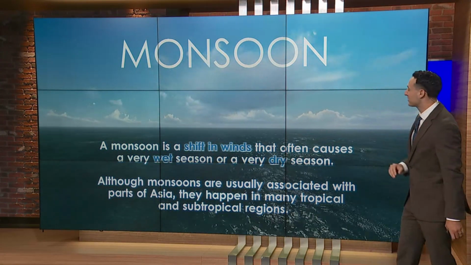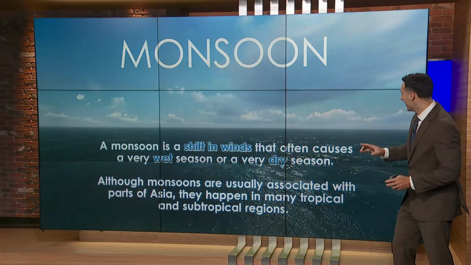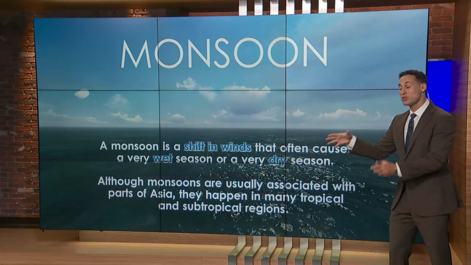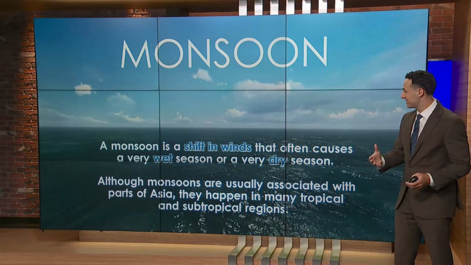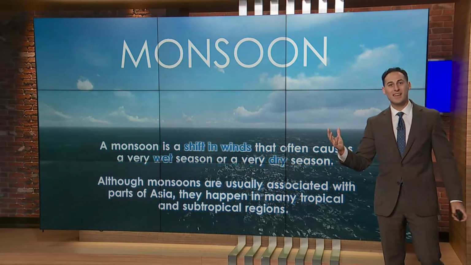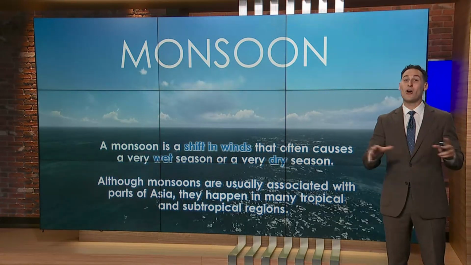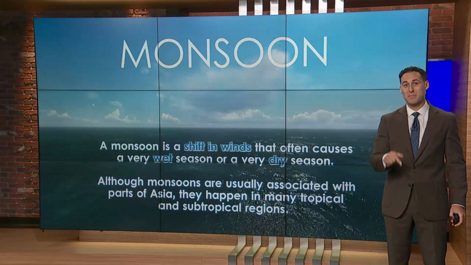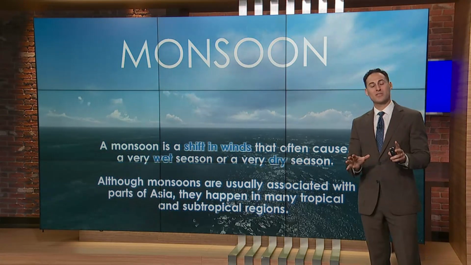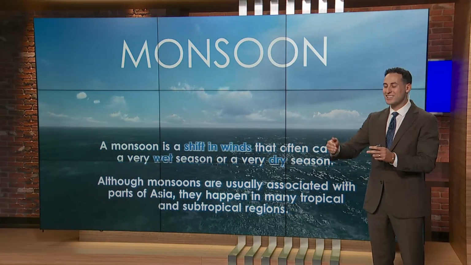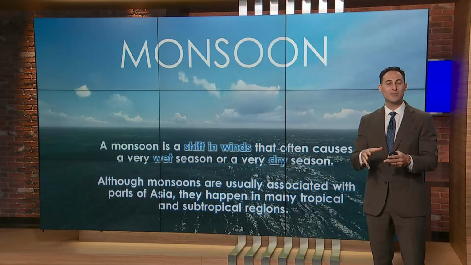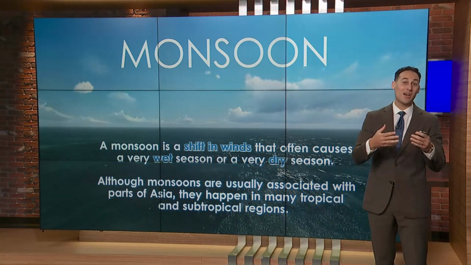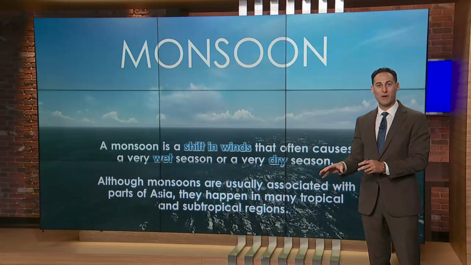The definition of a monsoon is a shift in winds that often causes a very wet season or a very dry season. Although monsoons are usually associated with Asia and India, they happen all over the world, including here in North America. So the key here that I want you to understand is that monsoon doesn't mean rain. It's a wind shift that tends to correlate with high rain in one area and low rain in another.